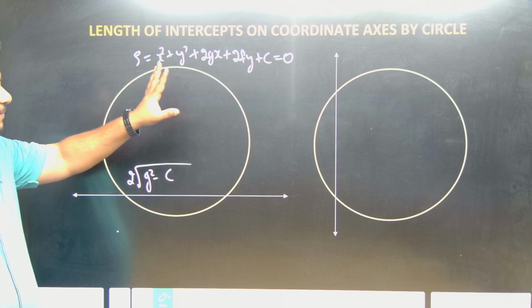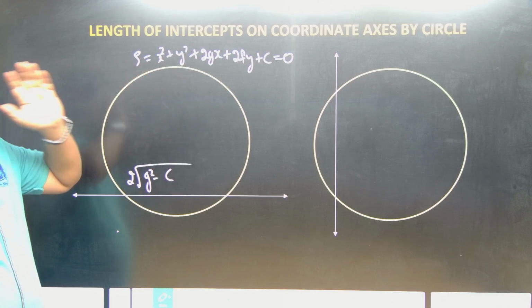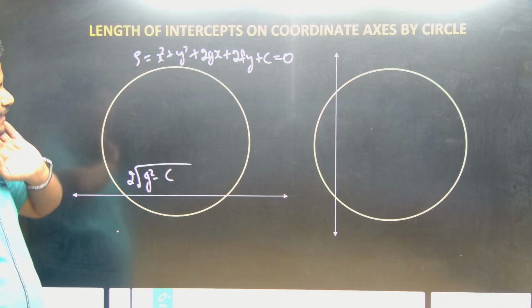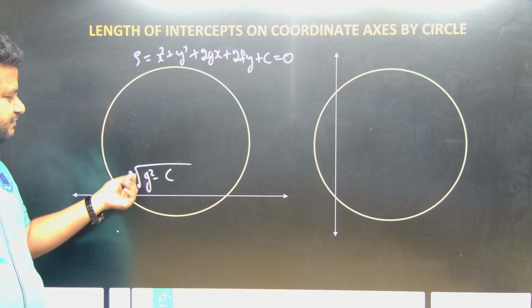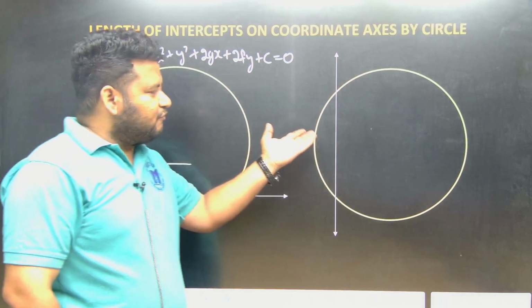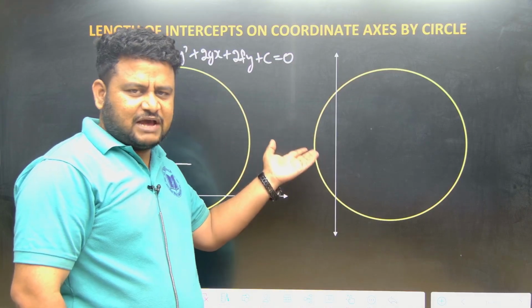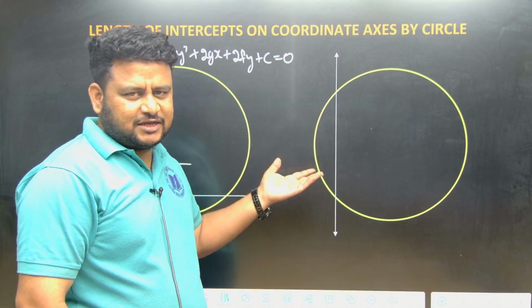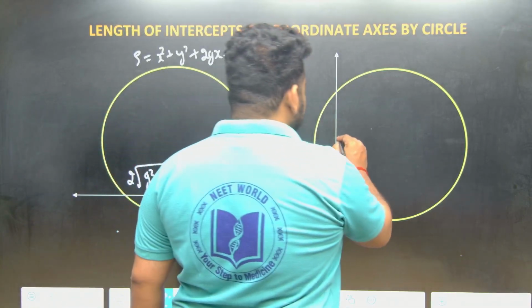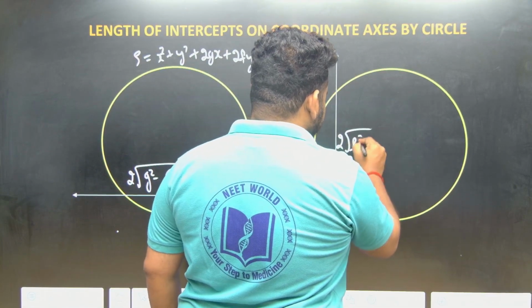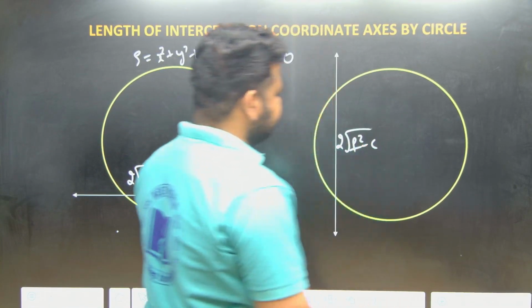Because here f will become equal to 0, because y is equal to 0. There is no y coordinate here, so there is no y intercept; we only have 2 times square root of g square minus c. Then what will happen if it is only having the y intercept? It will become the reverse: instead of g square, it will become f square minus c. It will become 2 times square root of f square minus c.